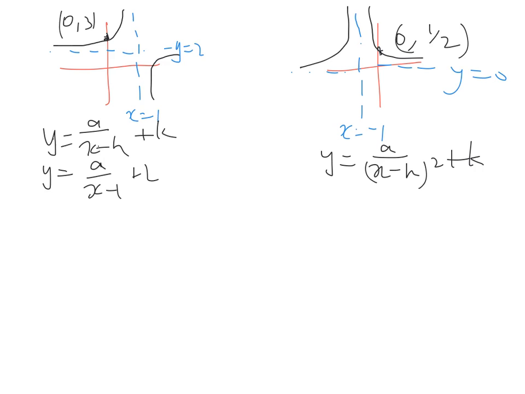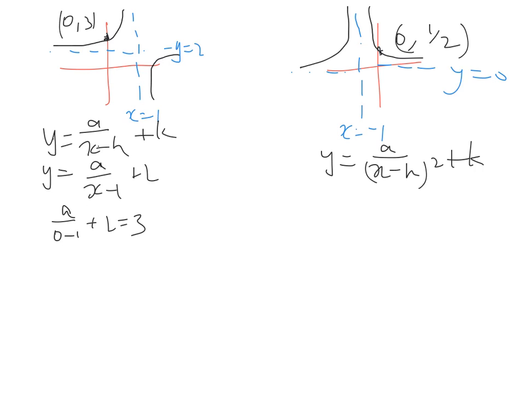Now, this is where our other point comes into play. I've just chosen the y-intercept. It's a key point. It has to be identified, but any point could do. So what we do is take our equation here, and instead of x, we put 0, and instead of y, we put 3. And then we solve for a. So I'll say a over 0 minus 1 plus 2 equals 3.